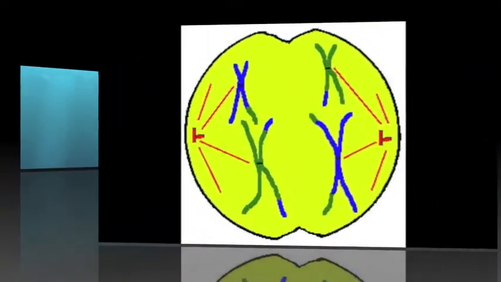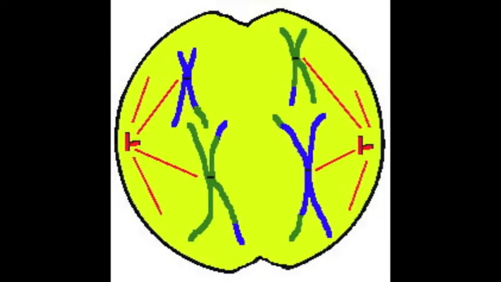Anaphase 1. In anaphase 1, the chromosome pairs are split apart and pulled to opposite poles of the cell by the spindle fibers. Non-disjunction can occur during this phase if the chromosomes do not separate correctly.